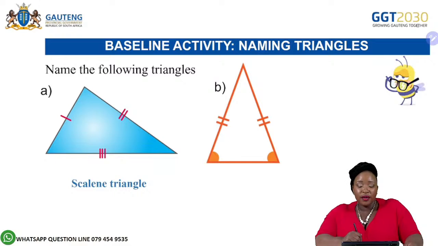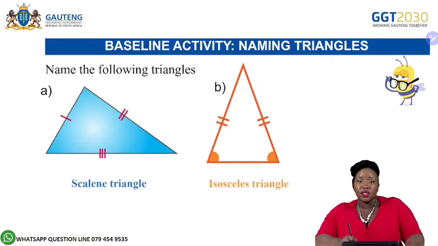Then for B, we have an isosceles triangle. It has two equal sides and two equal angles. Do you see that? Right. So just to remember an isosceles, you can always just think of two legs that are the same length, right?